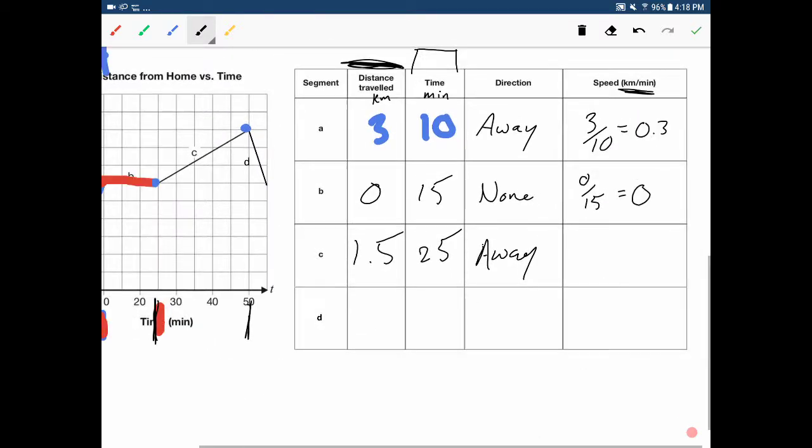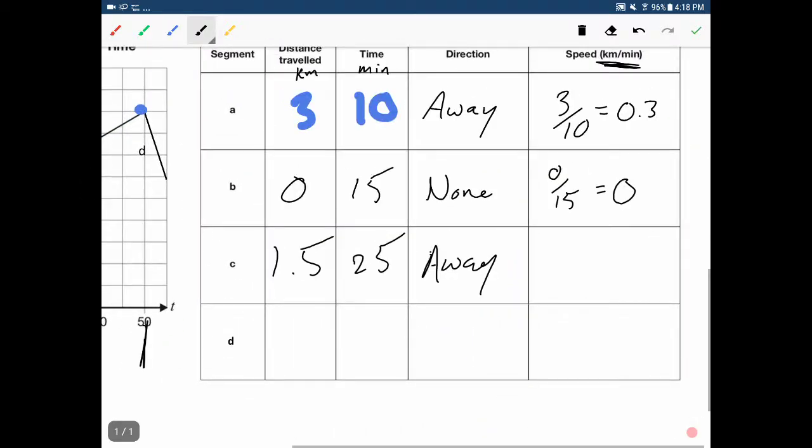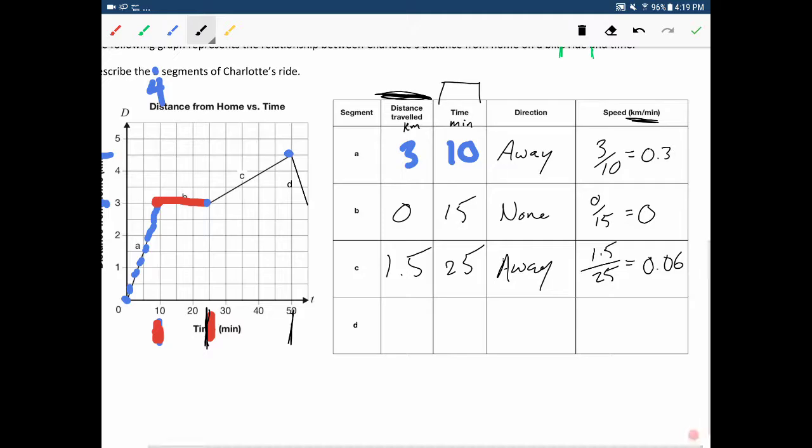And so what's her speed? Well, she traveled 1.5 kilometers over 25 minutes. So that's going to give us 0.06 kilometers per minute. All right, so that was this segment here.